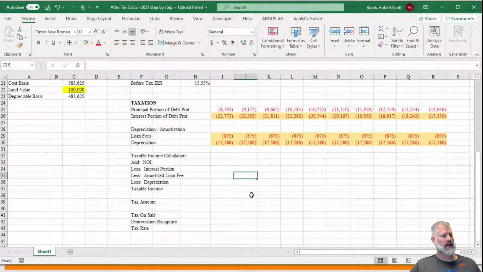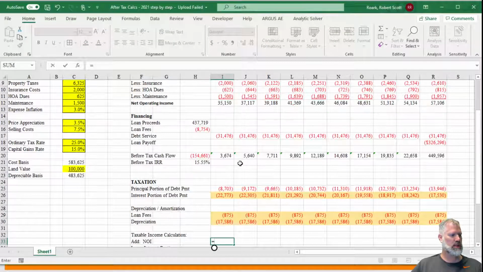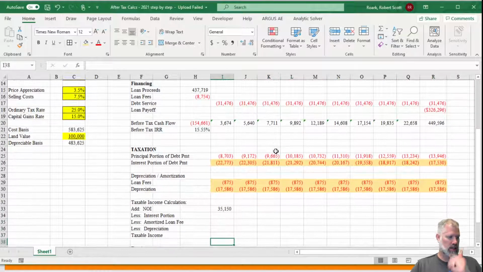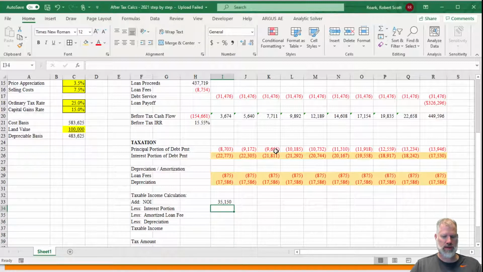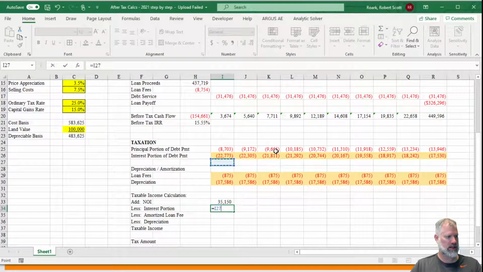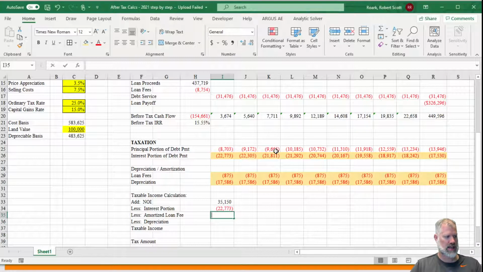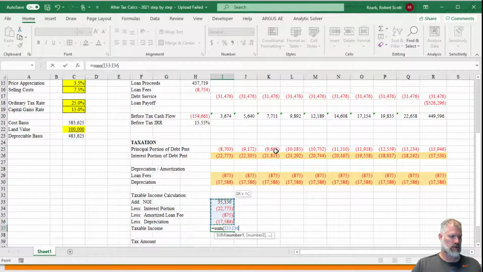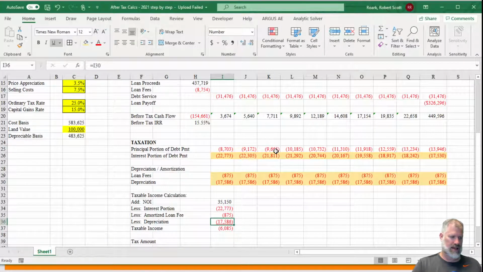So now we're going to figure out what the taxes are on our property, what the tax cash flows would be. So for our NOI, I'm going to just refer up where we did NOI before. I'm going to link to that cell, and that's going to capture my NOI. The interest payments that I have are going to be right here. My amortized loan fee is here. My depreciation is here. And so my taxable income is just going to be the sum of those parts. And I've got a negative taxable income, negative $6,085.